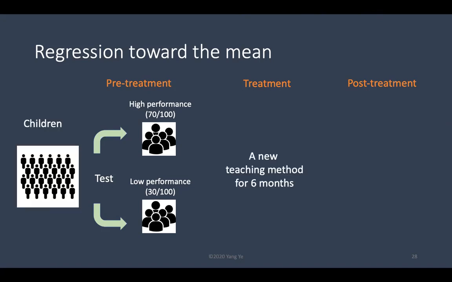And they then give them the new teaching method, and after this new teaching method, they found out that those who were in the high performance group have not improved, but actually their performance has decreased, and the low performance group have improved. So based on this evidence, they claim that, okay, the treatment only works for those in the low performance group. It doesn't work for those children who are in the high performance group.